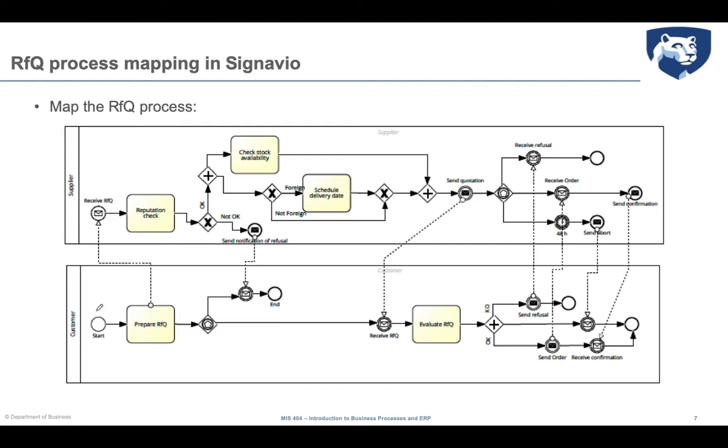So the process starts with the customer that prepares the RFQ through an activity and sends it to the supplier. So there is a throwing event that is received by the supplier, and the supplier catches the RFQ, and that's when the process starts on the supplier side. That first runs a reputation check. If the reputation check of the customer is not okay, they need to send a notification of refusal, so they cannot answer this request for quotation, and so the customer is notified and the process on the customer side ends.